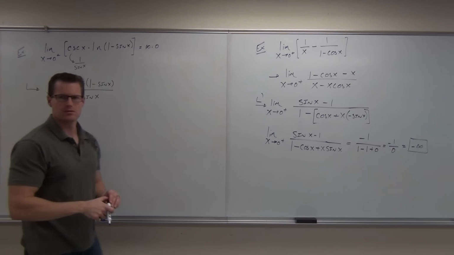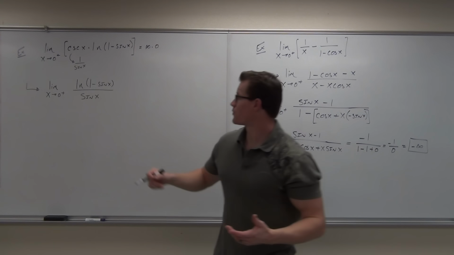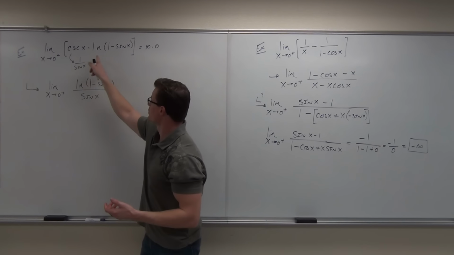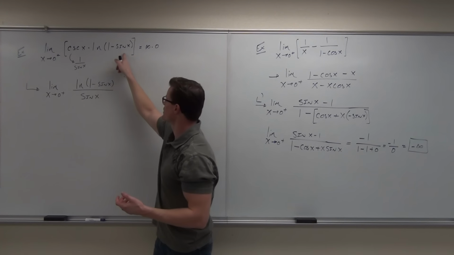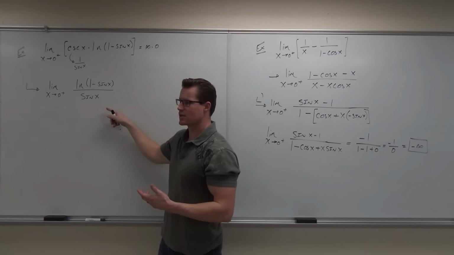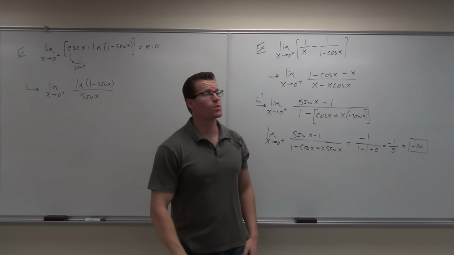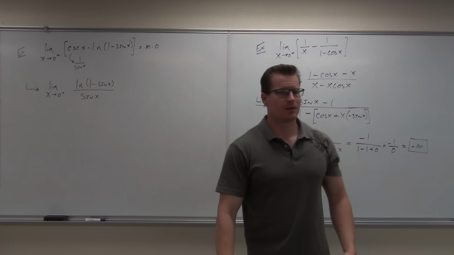Did you guys follow that? Cosecant is 1 over sine. Therefore, you're just multiplying 1 over sine x times ln of this nasty stuff. We're going to get ln of 1 minus sine x over sine x. Can you simplify the sine x's? Not yet. No. Oh, heck no, not at all. What should you do right now? Just plug it in. Plug in the 0.